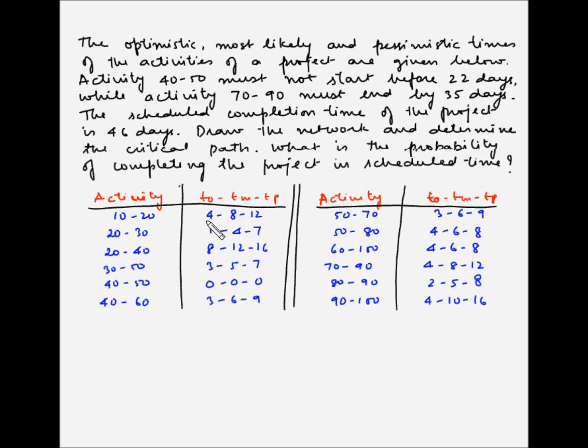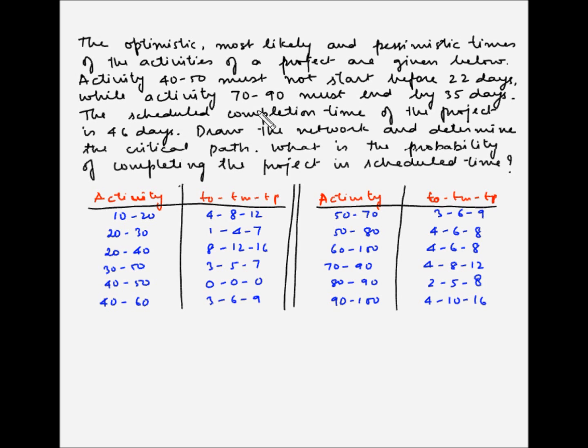for this particular activity. Now, activity 40 to 50 must not start before 22 days. So what this means is the earliest occurrence of event number 40 is 22nd day. So it cannot be before 22nd day. While activity 70 to 90 must end by 35 days. So what this means is the latest occurrence for event number 90 has to be 35th day.